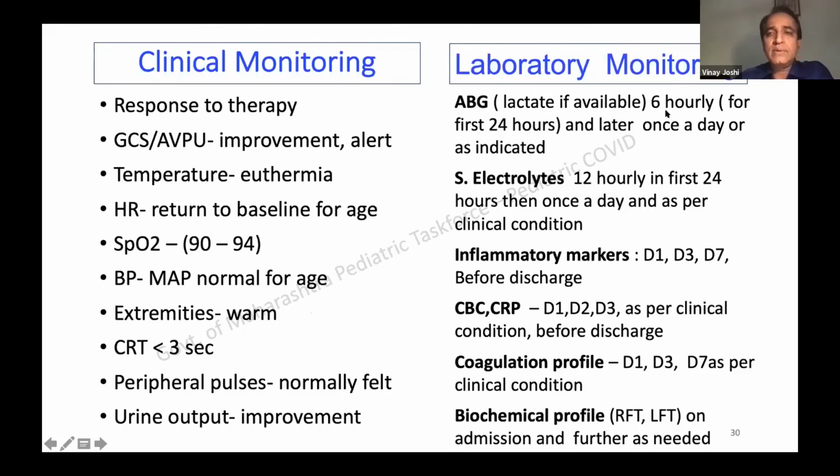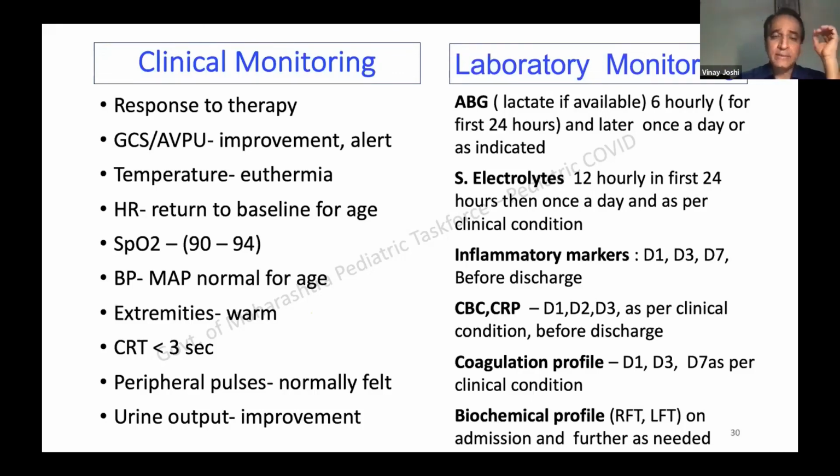So you need to do the ABG 6 hourly, at least for the first 24 hours, and maybe later once a day or as indicated. Serum electrolytes have to be monitored 12 hourly in the first 24 hours, again then once a day or as per clinical condition. Inflammatory markers we should do on day 1, day 3, and day 7 and before discharge. Coagulation profile and biochemical profile again should be monitored on day 1, day 3, day 7 and as indicated.